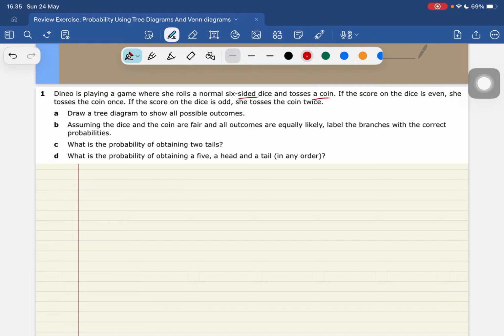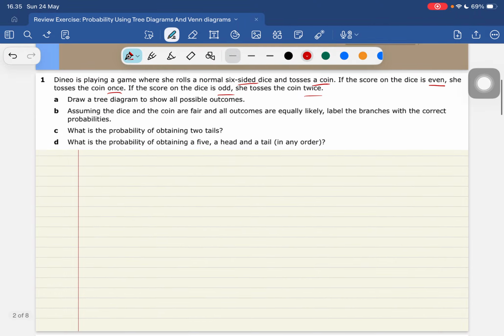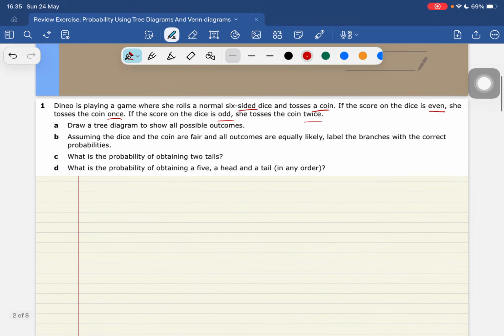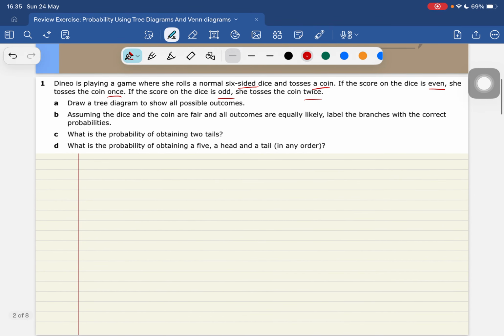If the score on the dice is even, she tosses the coin once. If the score on the dice is odd, she will toss it twice. Okay, we've got odd and even. If the score on the dice is even, she tosses the coin once. Okay, let's go for it.